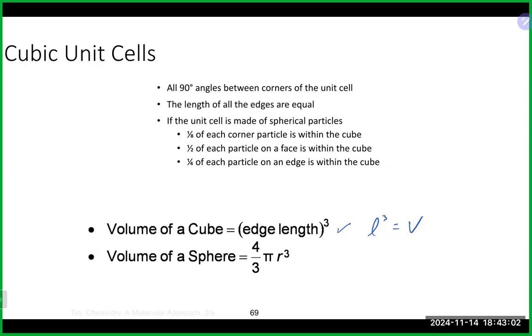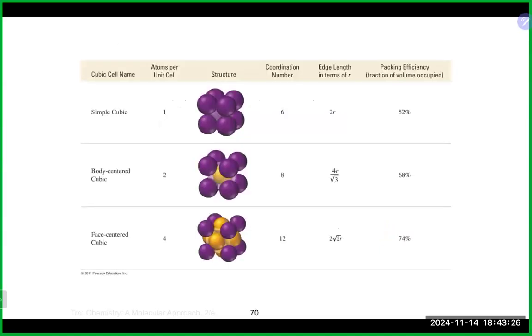And when we talk about a unit cell that's made up of spherical particles, like circles, if you will, if you have a part of a particle or a molecule in a corner, that's 1/8 of an atom. If you have one that's cut right in half on the face of the cube, that's a half of an atom that's there. And you have 1/4 of an atom if it's on the edge of a cube.